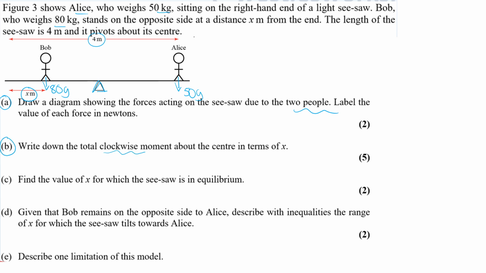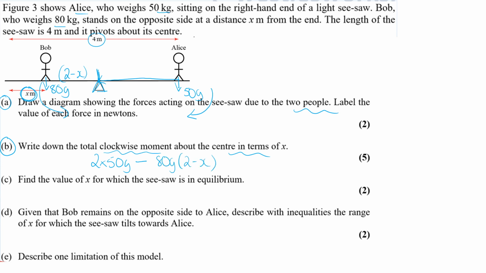Part B, write down the total clockwise moment when we take moments about the center. So we calculate moments by looking at the distance away from where you're taking moments and then the size of the force. So we can see that Alice is going to have a clockwise moment because she's acting down to keep that seesaw horizontal, but Bob is counteracting that, and his moment is going to go that way. So because we're asked to do the clockwise moment, if I do the distance Alice is, and she's right on the end, it's going to be 2 times 50g, but then Bob is going to be going anti-clockwise, so we need to take that away, and his distance, if he's X away from the end and up to the pivot is 2 meters, then this distance here is 2 minus X, so it's going to be 80g times 2 minus X.